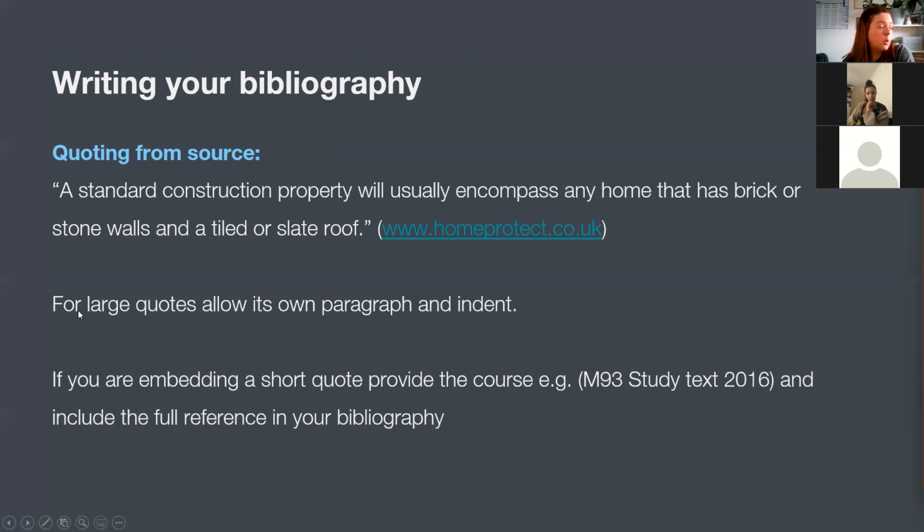For large quotes, allow them their own paragraph and indent. And if you're embedding a short quote, provide the source. If you're referencing another book, make sure you reference that. Just because it's a CII book doesn't mean you shouldn't reference it. You should reference all CII study text as well. But you can always put, like it says here, N93 study text 2016 next to the part that you took out of the book and then put the full reference in at the end, just so you don't eat up your word count.